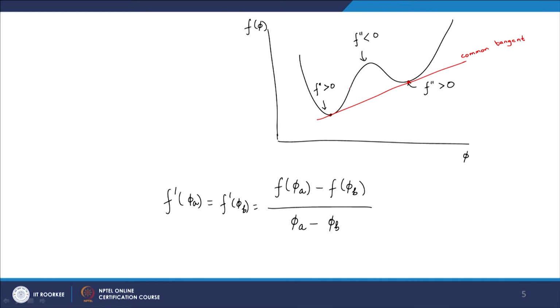So, let us say if I start with some phi here, the only condition here is for that value of phi, f double prime must be less than 0. So, if for that phi f double prime is less than 0, the system will phase separate into phi A and phi B, or the other way around. And we can say like how we recover this particular relation, because we can do a construction here.